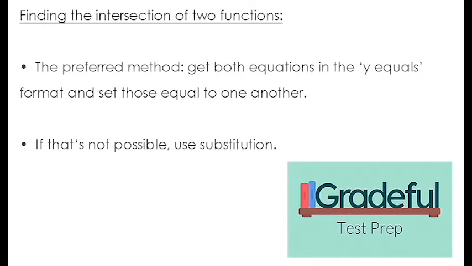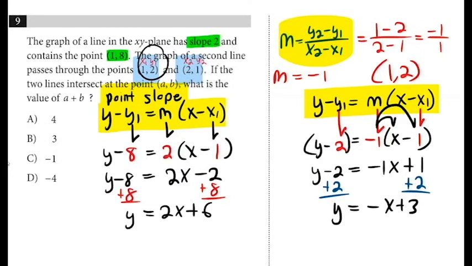Now whenever you're being asked to find the intersection of two lines, it's always better to get the two equations in the y equals format and set those equal to one another whenever possible. You can't always do that, but if you can, I believe it's always the best method. Here, it's easy to get them both in the y equals format because they're already in the y equals format. We have y equals 2x plus 6 and y equals negative x plus 3.